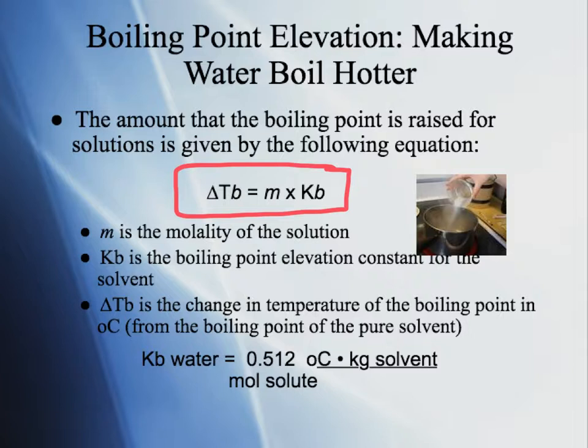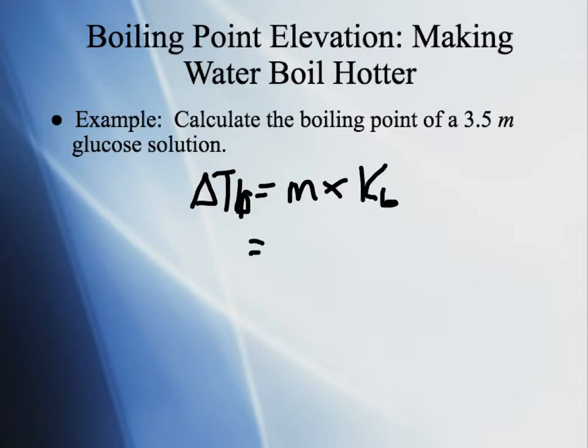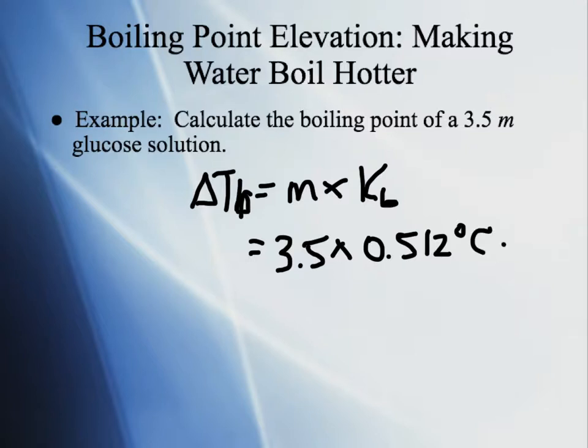So let's take a look and see how this actually works. All right, here's an example. Calculate the boiling point of a 3.5 molality glucose solution. So let's use our equation. The change in temperature for boiling point equals molality times the constant. The molality here is 3.5 and the constant is 0.512 degrees Celsius, basically times molality.